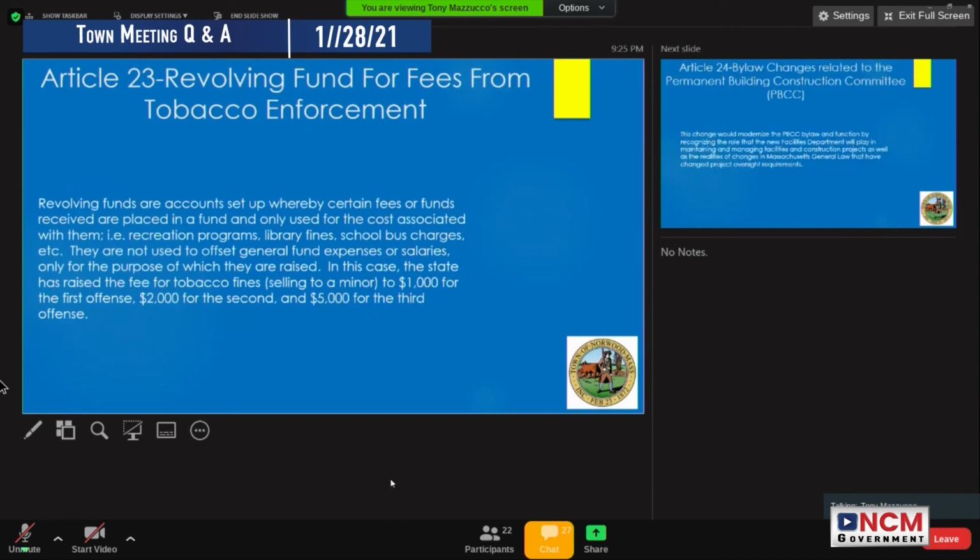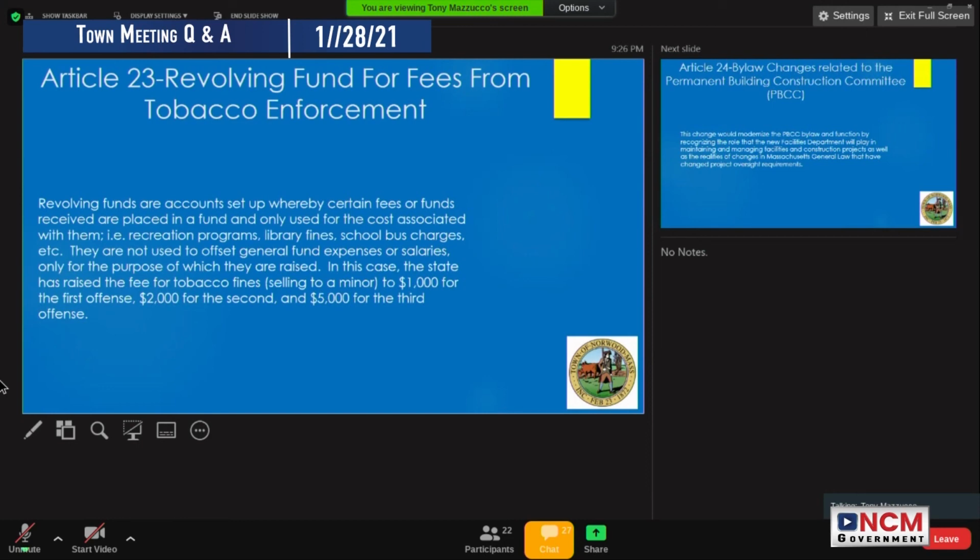Article 23 is a revolving fund for fees from tobacco enforcement. So here's sort of another funny situation where the state's done something kind of funny. When we have a tobacco enforcement fine, so that's when somebody sells to a minor, or there's a number of other fines, if they sell to a minor, they can sell unlicensed cigarettes or anything like that. The state has dramatically raised the fees. It's, I think, $1,000, $3,000, and $5,000 for a first, second, and third offense. None of our fines come anywhere near anything like that. I'm very surprised that they did that.